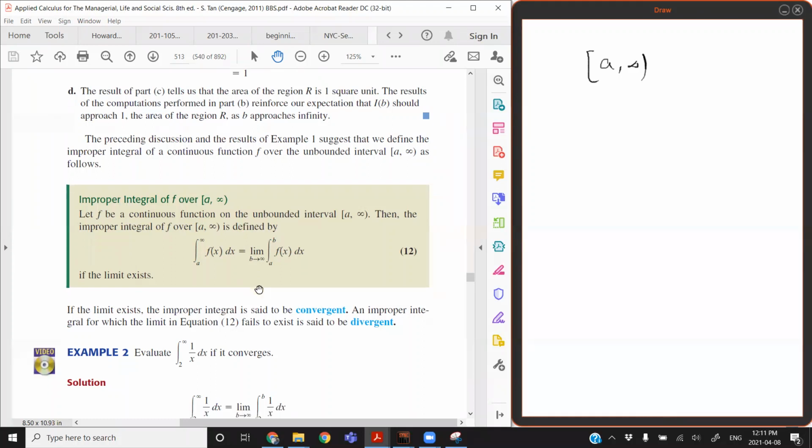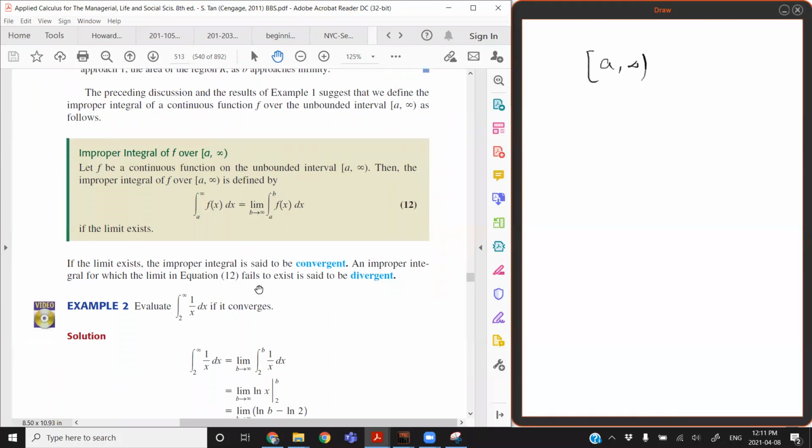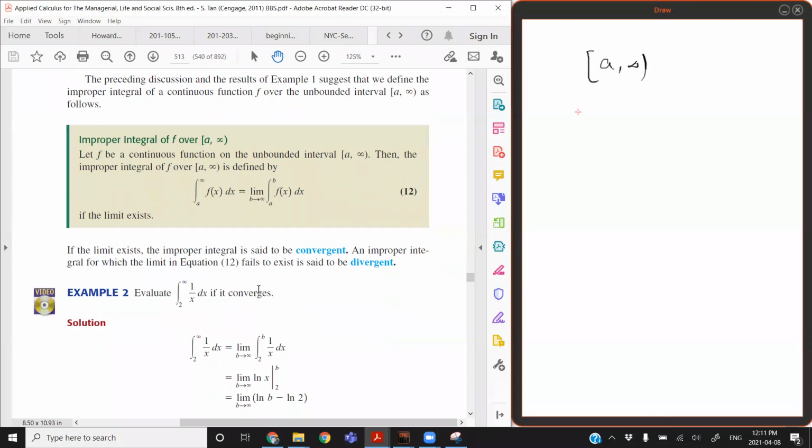So let's take a look at another example. It's not always the case that that area is going to be bounded. Sometimes that area is infinity. And this is what we're going to see in the next example. So if I give you this problem, find the value of this improper integral from 2 to infinity of 1 over x dx, which is basically the area under the curve 1 over x from 2 to infinity.